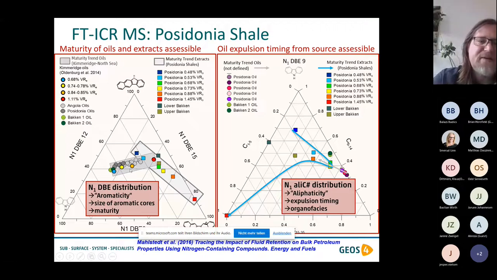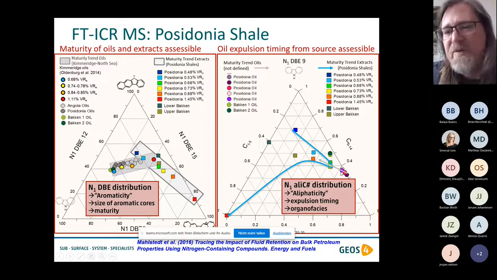The single oils are similar to each other and evolve with maturity in this rectangle. Those rectangles for oils and extracts can also be used to assess the maturity of oils and extracts. To all those aromatic compounds, aliphatic carbon is attached. On the right-hand side Turner diagram, the DBE9 carbazole compounds are featured, to which short chains are attached versus intermediate chains versus long chains. Again, the oils plot in a different position than the extracts and show higher aliphaticities.